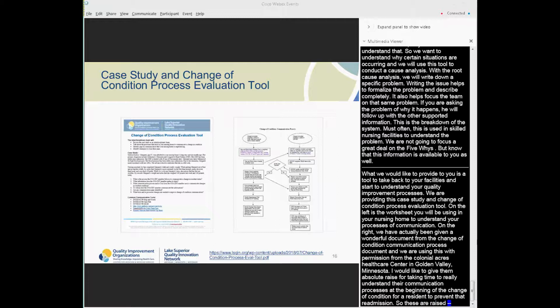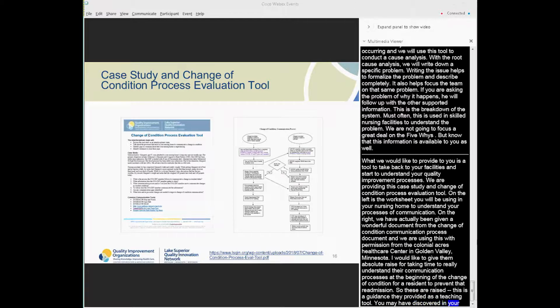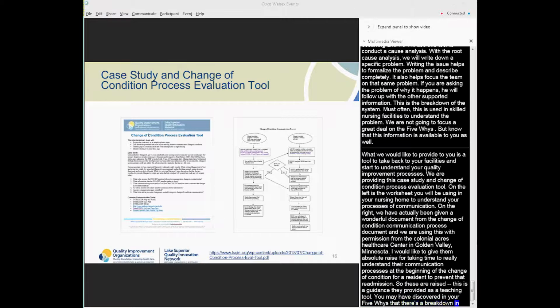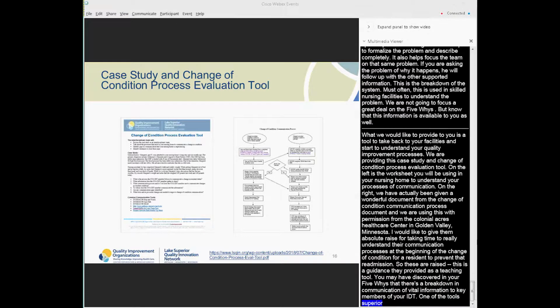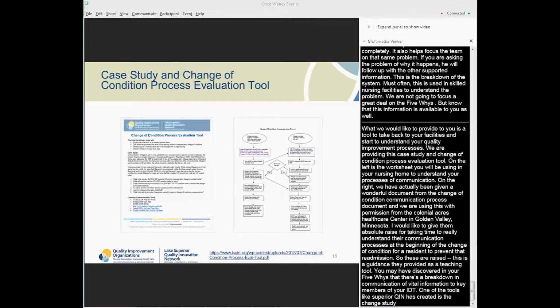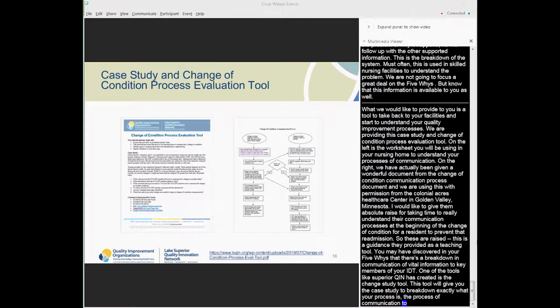You may have discovered in your 5 Whys that there is a breakdown in communication of vital information to key members of your IDT. One of the tools Lake Superior QIN has created, again, is that case study and change of condition tool. This tool is going to give you the case study to break down exactly what your process of communication is, what is being communicated, to whom, and what the result is if there is a breakdown in that system.